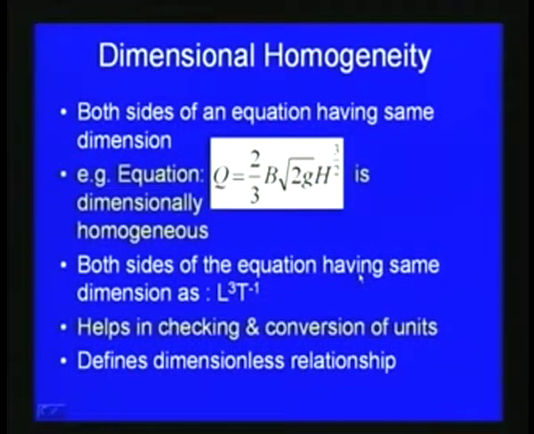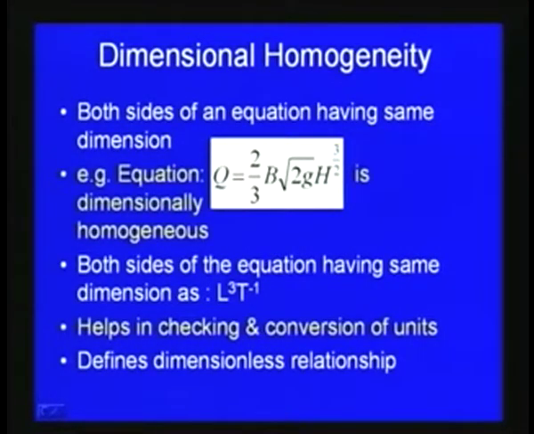You can see that the dimension of the left hand side of the equation should be the same as the right hand side of the equation. This is one way of checking. Sometimes we may also have to convert the units. The units may be given in the FPS system or the SI system. To convert from one unit to another, we can use the principle of dimensional homogeneity, and it also defines the dimensionless relationship, with respect to the equation which we derive.